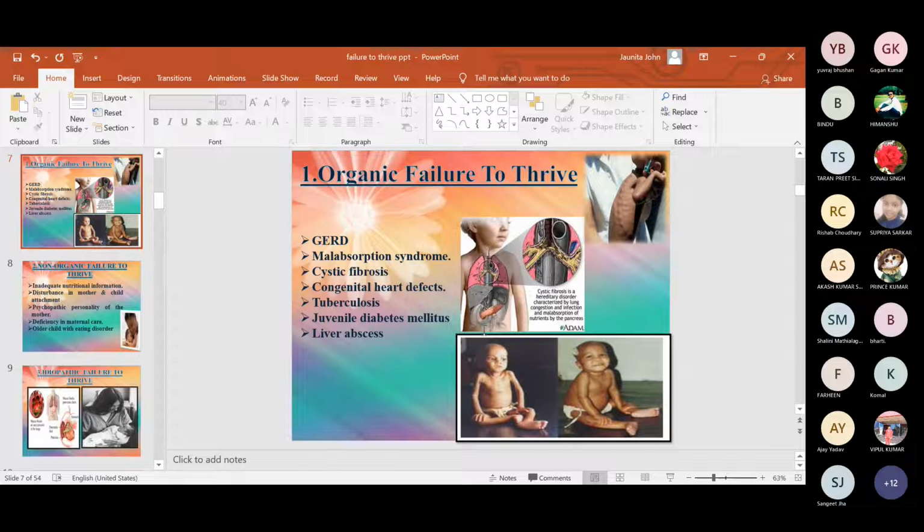Next is tuberculosis. Everybody is aware of it. That is a serious infection, a bacterial disease which mainly affects the lungs.